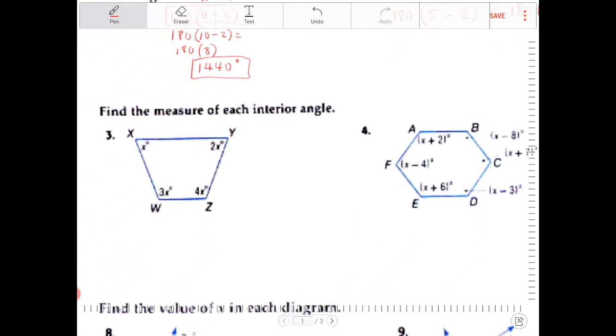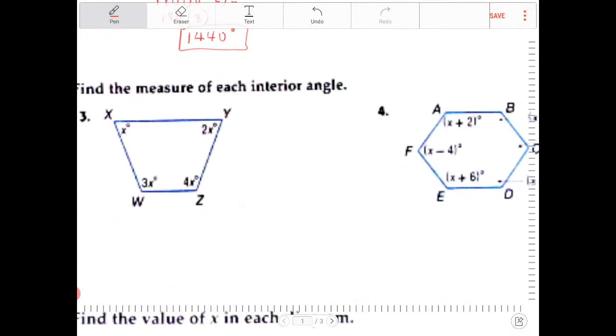Find a measure of each interior angle. So I have a quadrilateral, and a quadrilateral is 180 times 4 minus 2, that's 360. If I add all this up, x plus 2x plus 3x plus 4x, that comes out to 10x equals 360. Divide by 10, x is equal to 36.